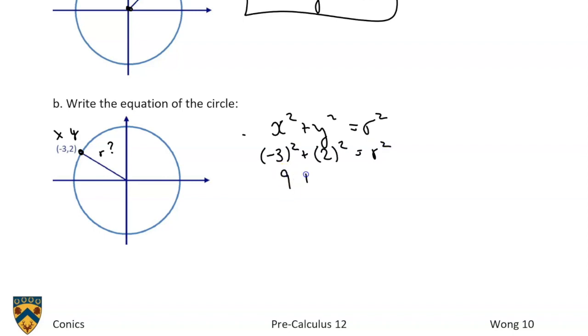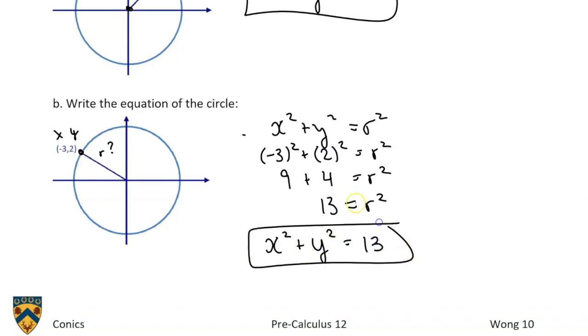So you could say 9 plus 4 equals r squared. So 13 equals r squared. Now think about what the question is asking. It's saying write the equation of the circle. And so if they want just the equation of the circle, it would be x squared plus y squared equals 13, because it's in the form of r squared.